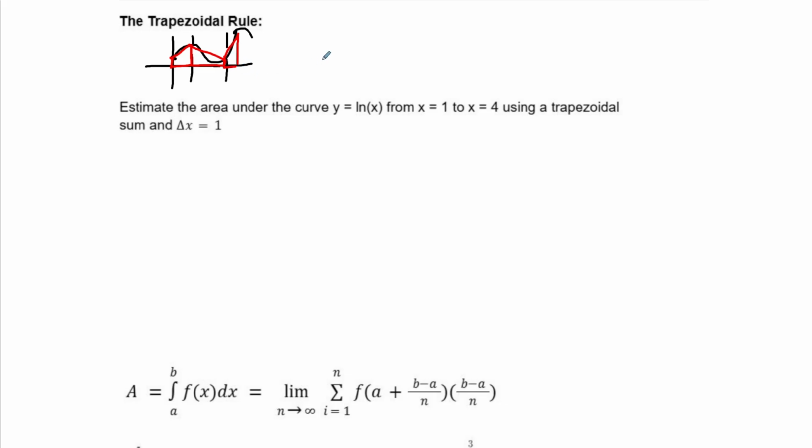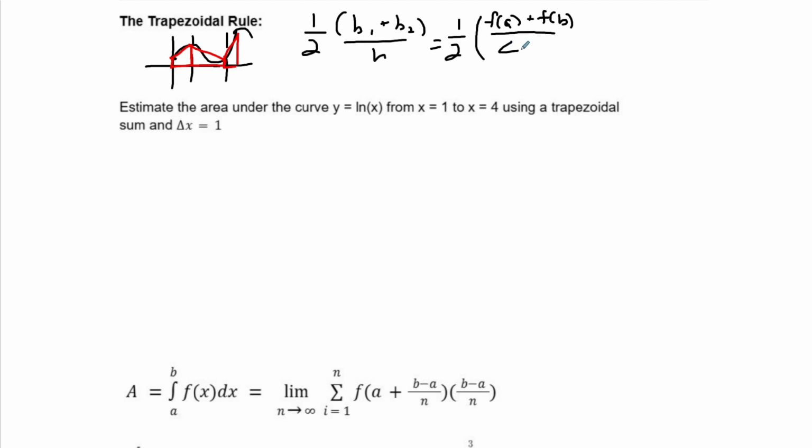Okay, so how could we do this? Well, what is the area of a trapezoid, right? So that's going to be 1/2 times base 1 plus base 2 times the height, right? So what this is actually going to look like is we're going to do 1/2 times f of a plus f of b, and that's going to be times the delta x, okay?